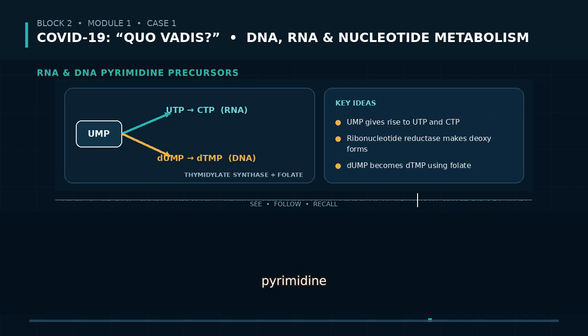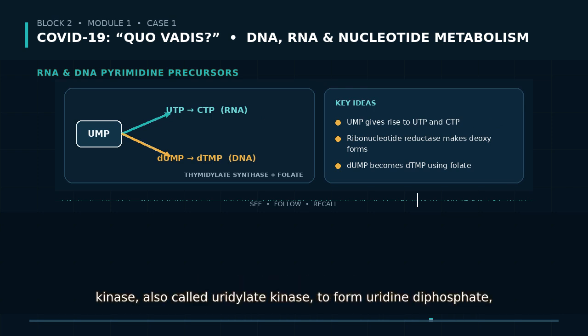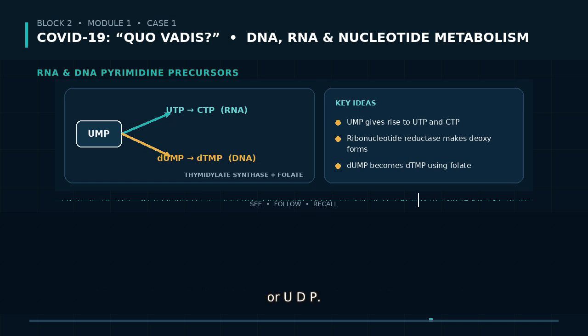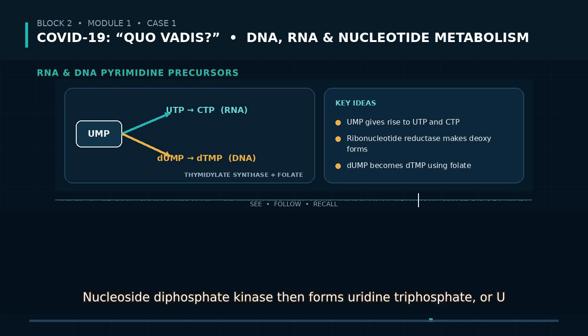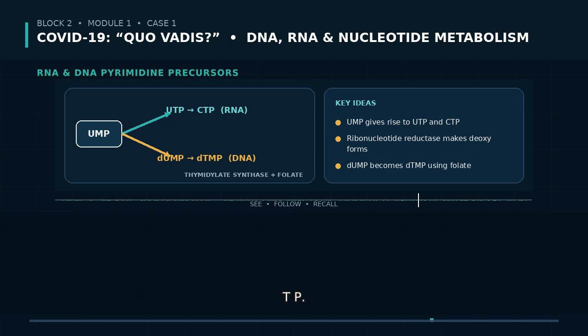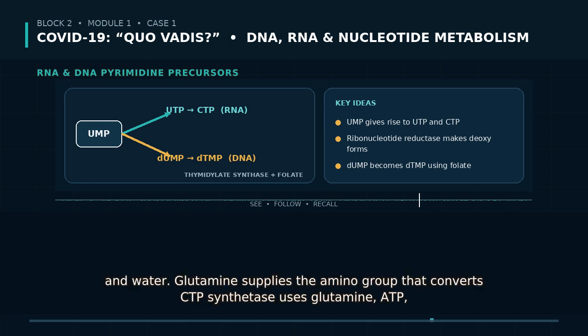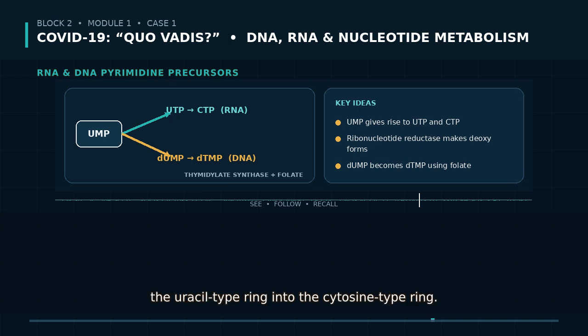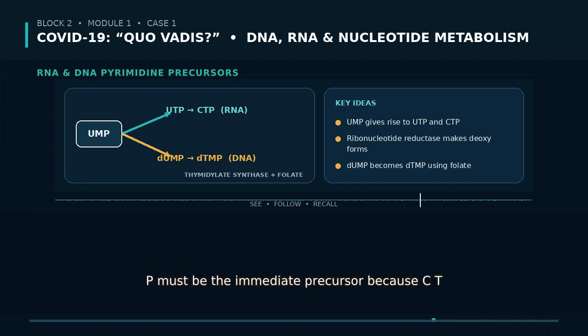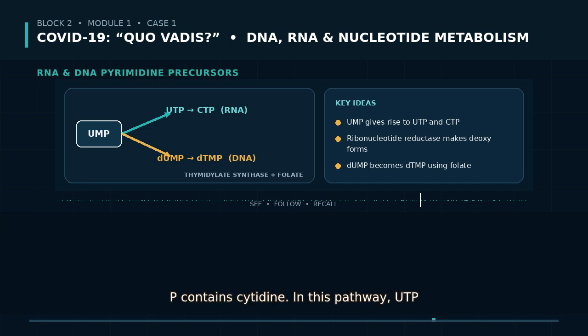FdUMP forms a stable inhibitory complex with thymidylate synthase and the folate cofactor, producing what is sometimes called suicide inhibition. dTMP falls, DNA synthesis is impaired, and rapidly dividing cells are especially affected. The antifungal prodrug 5-fluorocytosine is converted by fungal cytosine deaminase into 5-fluorouracil. Further metabolism produces compounds that disrupt RNA and inhibit thymidylate synthase. Human cells lack cytosine deaminase, which contributes to selective toxicity.